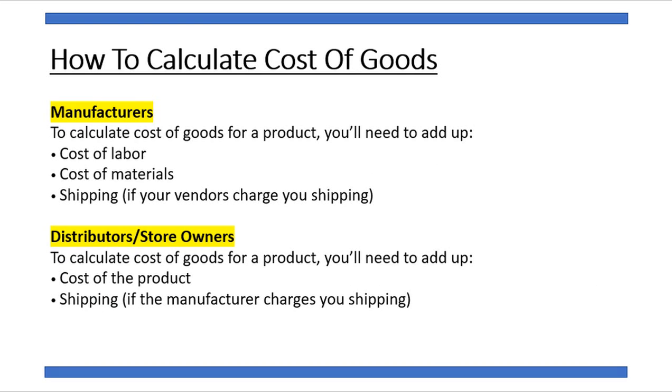So how do you calculate cost of goods? If you're the manufacturer, you'll want to figure in the amount that it costs you in terms of labor and materials or supplies. And if you pay shipping on those materials or supplies, you'll also add that into your cost of goods. If you're a distributor or store owner, it's pretty straightforward. It's what you paid to buy the product. And again, you'll want to add shipping into that if you end up paying shipping.